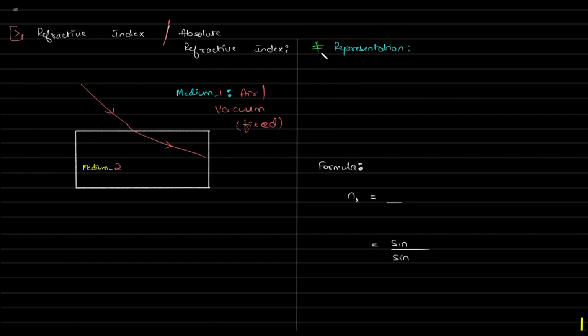When it comes to representation, we have the same n. So let me call this medium x. It's easy to write. Medium x, comma, air. So relative refractive index of medium x with respect to air. Or we can just write it as relative refractive index or refractive index of x. Absolute refractive index of x. They mean the same. This blank space means that the first medium is air. It has to be air, if not vacuum.